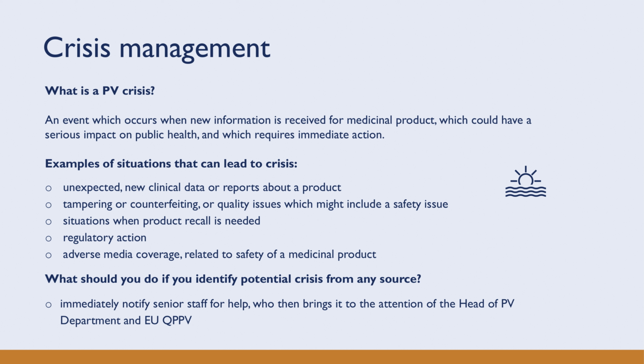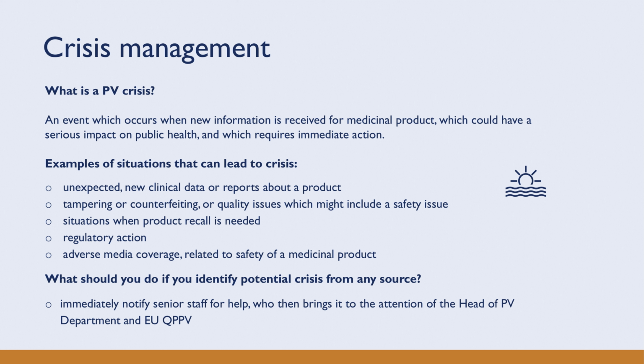Crisis management. A PV crisis occurs when new information about a medicinal product could seriously impact public health, necessitating immediate action. Examples include unexpected clinical data, tampering or quality issues, product recalls, regulatory actions, or adverse media coverage. When a potential crisis is identified, it should be immediately reported to senior staff, who will escalate it to the head of the PV department and the EU QPPV. Effective crisis management ensures rapid response and resolution, minimizing potential harm to patients and maintaining public trust in the medicinal product.